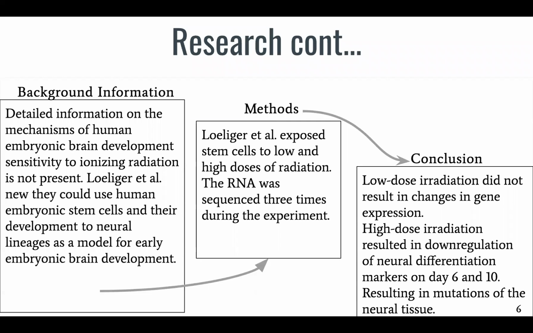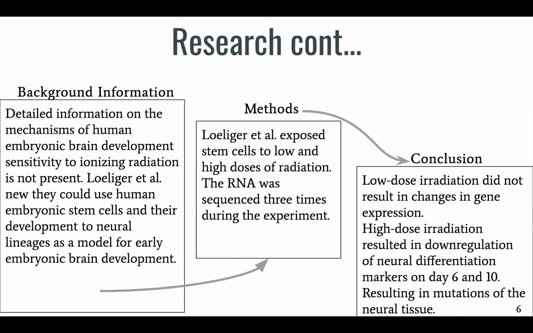Wollinger et al. knew they could use human embryonic stem cells and their development to neural lineages as a model for embryonic brain development. To assess the effective exposure to low and high doses of radiation on gene expression during development, transcriptomes were assessed using RNA sequencing during neural differentiation at 3 time points in control and irradiated samples. The first time point was when the cells were still pluripotent, day 0. The second time point was during the stage of embryoid body formation, day 6, and the third and final time point was during the stage of neural rosette formation, day 10.